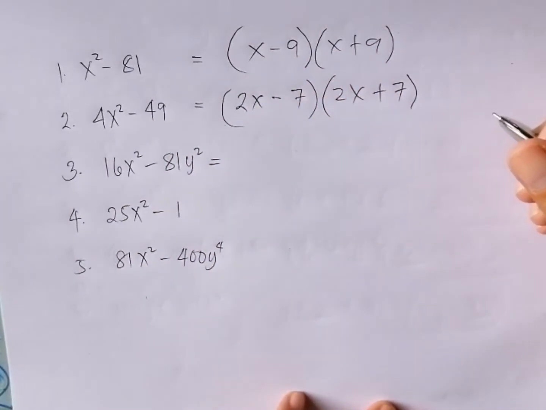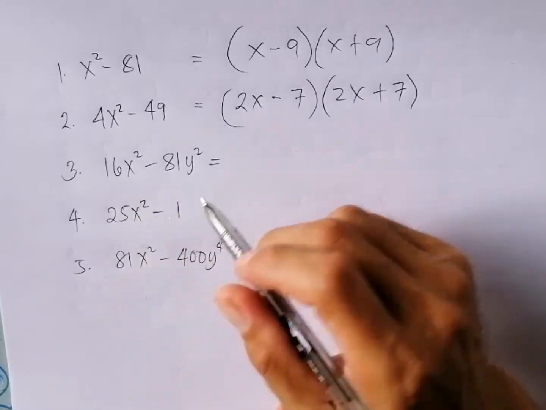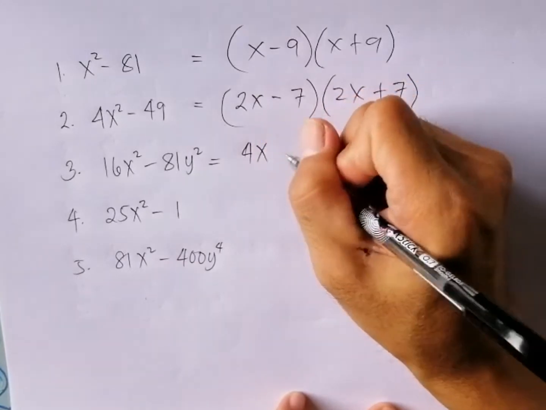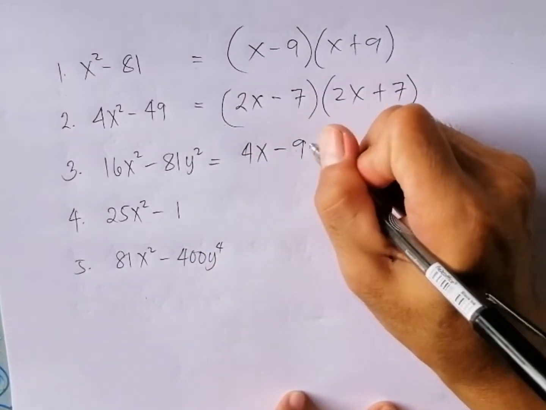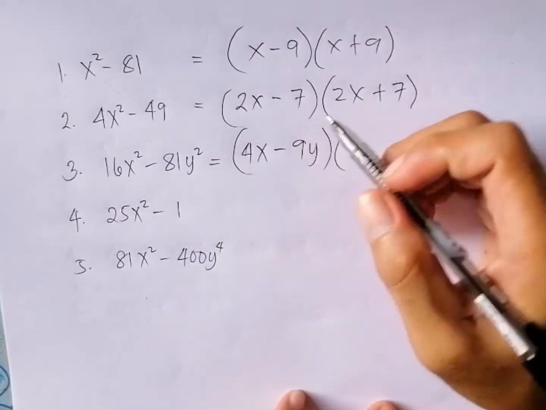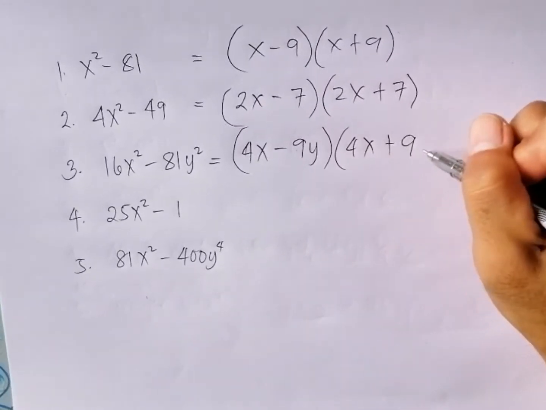Next, the square root of 16 is 4. The square root of x squared is x, minus the square root of 81 is 9. Square root of y squared is y. Then that is 4x plus 9y.